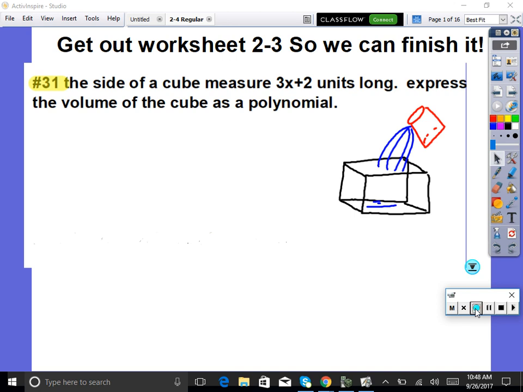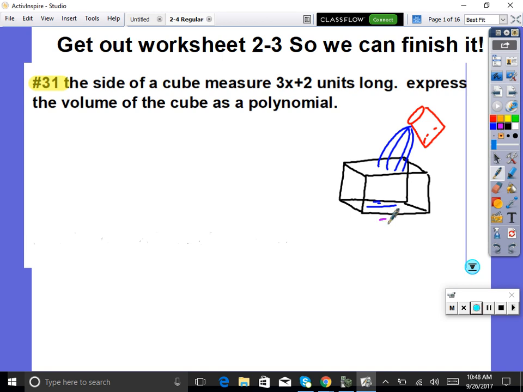It says the side of a cube measure is 3x plus 2 units long. Express the volume of the cube as a polynomial. So first of all, a couple of things I need to point out to you and remind you of is a cube looks like this, right? A three-dimensional cube. One more thing. A cube has the same length, width, and height because it derives from a square base. Does that make sense, everybody?